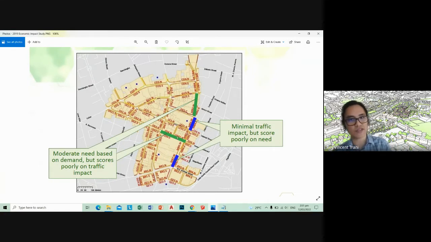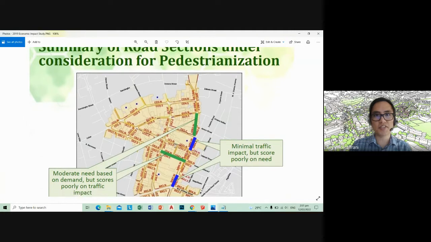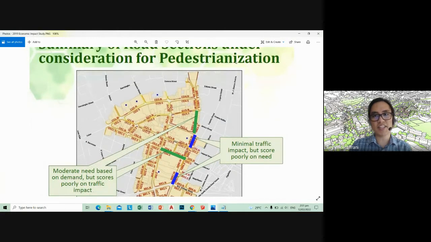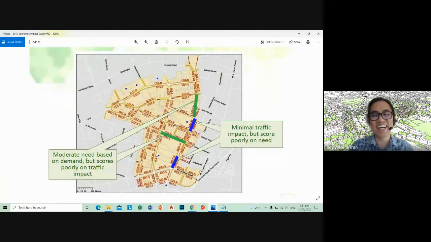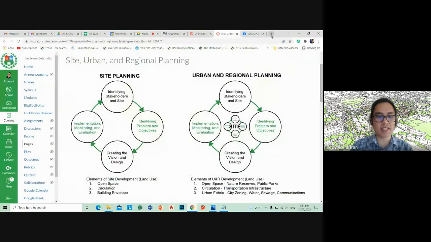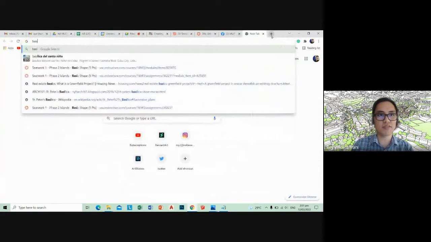Anyway, the image in front of you here is the summary of road sections under consideration for pedestrianization. I think we need a better name for pedestrianization. It's just such a mouthful. But if you're familiar with this area, I'll bring up the Google Maps, Basilica del Santo Niño.